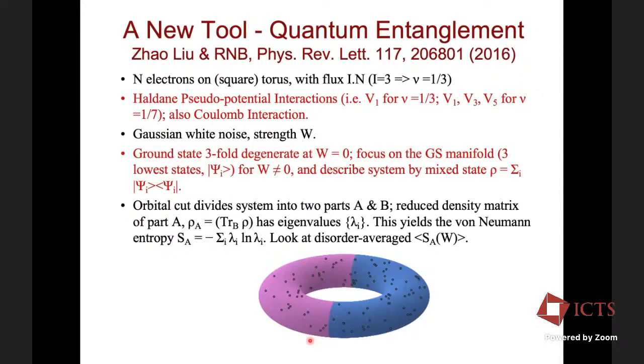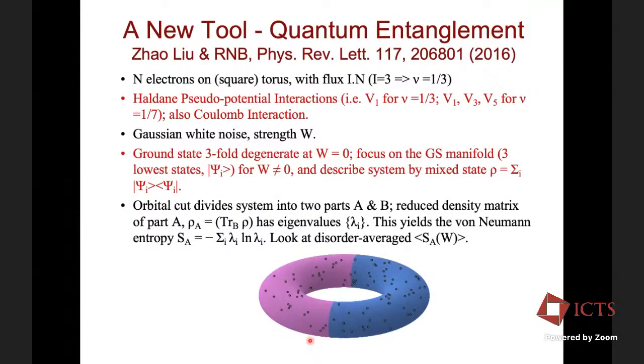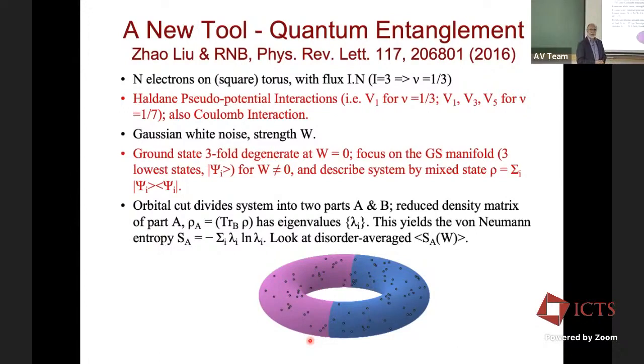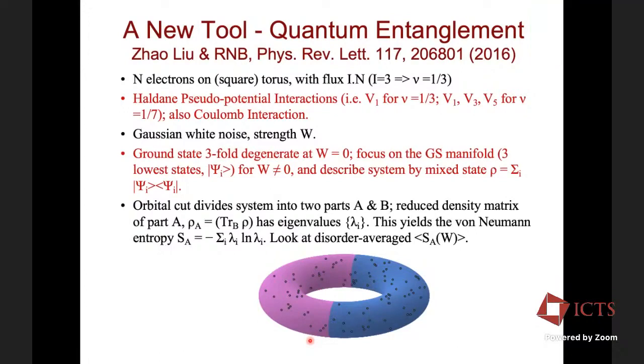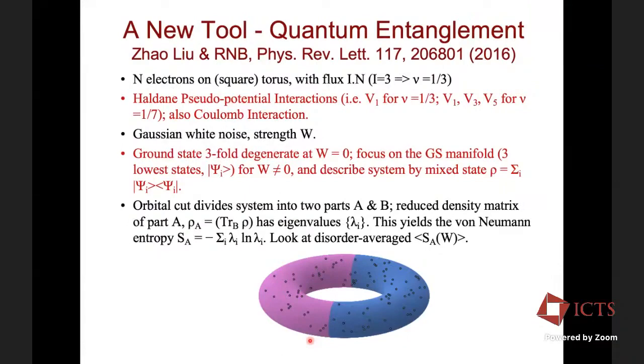Hello? Ravin, I had a confusion. Hello, can you hear me? Yes, I can hear you. Yeah, no, because if you're working in a torus geometry, right? How do you get the angular momentum pseudo-potential interactions? I mean, don't you need a circular geometry for that?